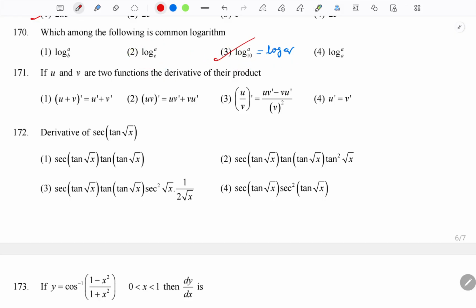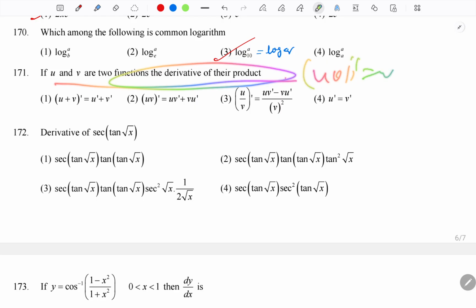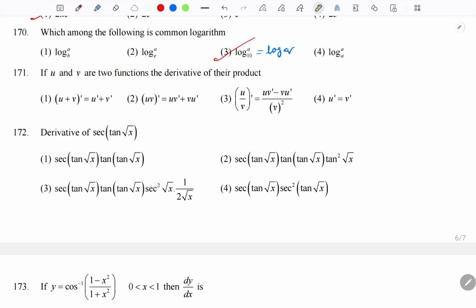Next, if u and v are two functions, the derivative of their product, which means uv, the formula: (uv)' equals u'v plus uv'. So where is it there? (uv)' equals u'v plus uv'. So option number 2.